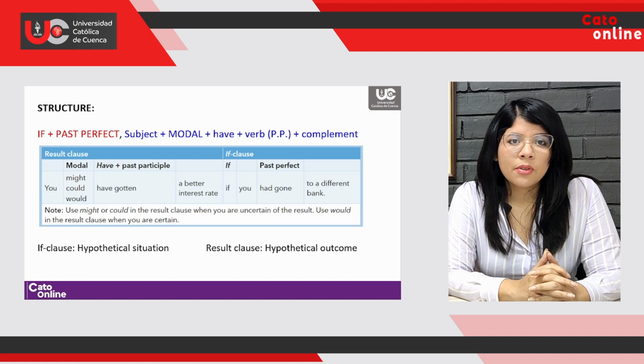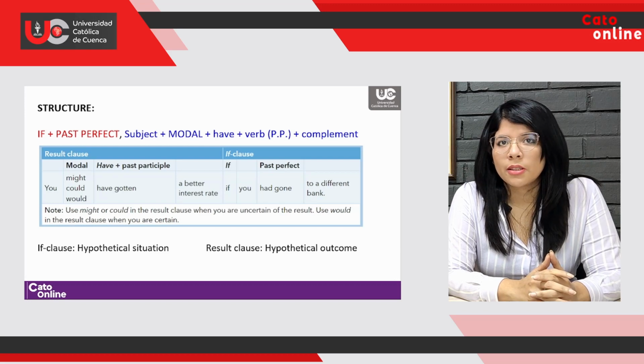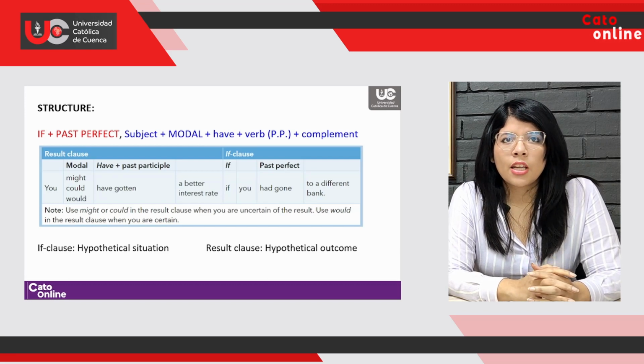So when you have if, you're also going to need a subject. Once again, you can choose a pronoun or a name. And then you're going to use the verb in the past perfect plus a complement. The example that we have right here is: if you had gone to a different bank. So you could have gotten a better interest rate if you had gone to a different bank.